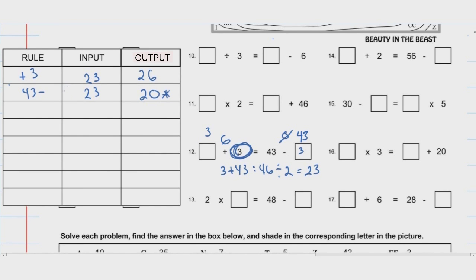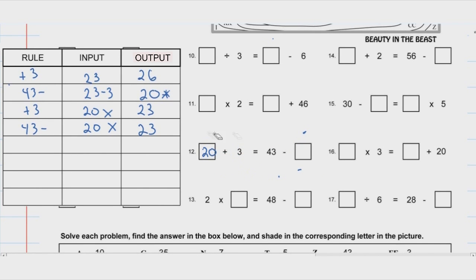So let's take 3 less, and 23 minus 3 is 20. So I'm going to try 20 plus 3, 43 minus 20. 20 plus 3 is 23. 43 minus 20 is 23. Now this is getting easier and easier as we go along. So this is 20. Let me erase that really quick right here. Let me clean this up for you so I don't get too messy. So this is going to be 20.